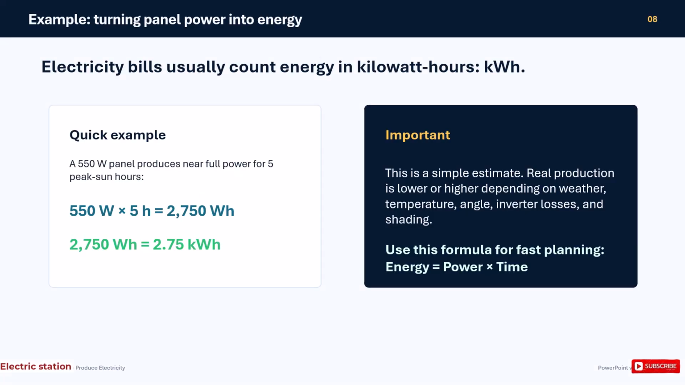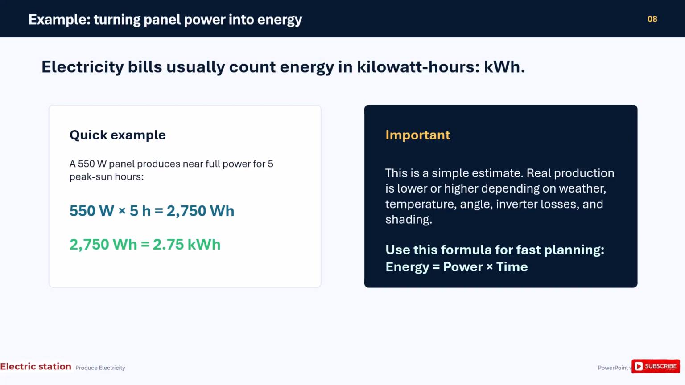Now let's look at a simple example. Imagine we have one solar panel rated at 550 watts. If we assume the panel receives the equivalent of 5 peak sun hours per day, we can estimate the energy production by multiplying power by time. So, 550 watts multiplied by 5 hours equals 2750 watt-hours. That is equal to approximately 2.75 kilowatt-hours of energy per day.